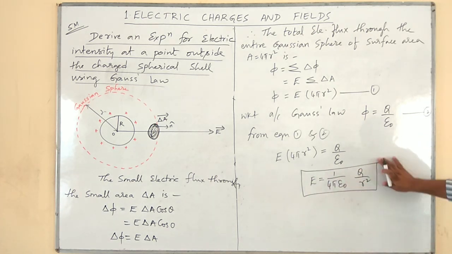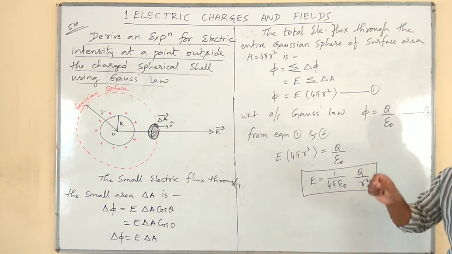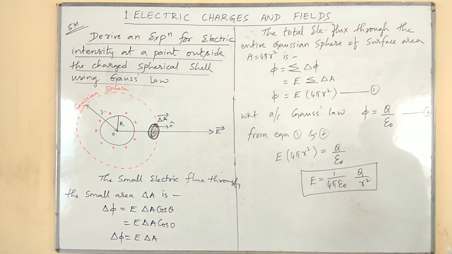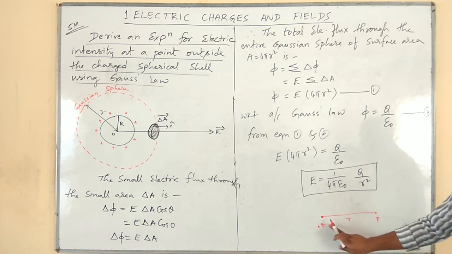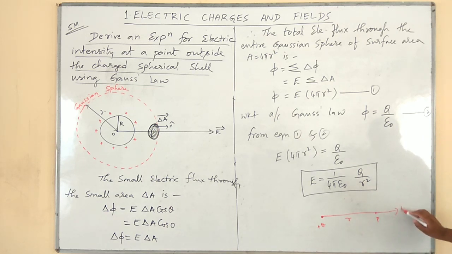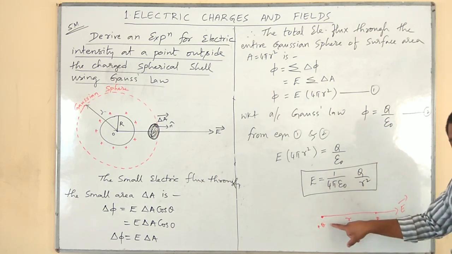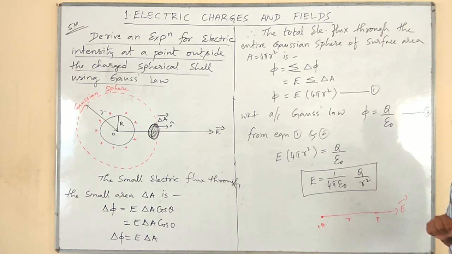Now see, this equation is similar to the electric intensity due to a point charge. If we consider only one point charge, say for example plus Q, and you take some point P at a distance small r, what is the magnitude of electric intensity at P due to this positive charge? We will get the same equation. However, what does it mean? In the case of a spherical shell also, we are getting the same equation as that of an isolated positive point charge.